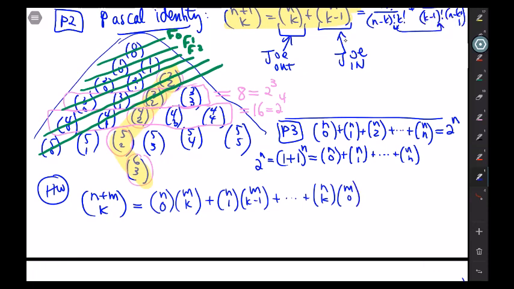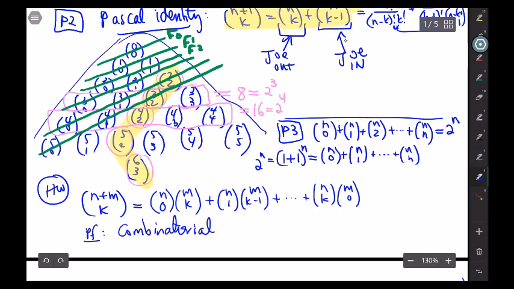Just like George also mentioned here, it would be a super cool exercise to try to solve this algebraically as well. Combinatorially, done, proof, combinatorial interpretation.